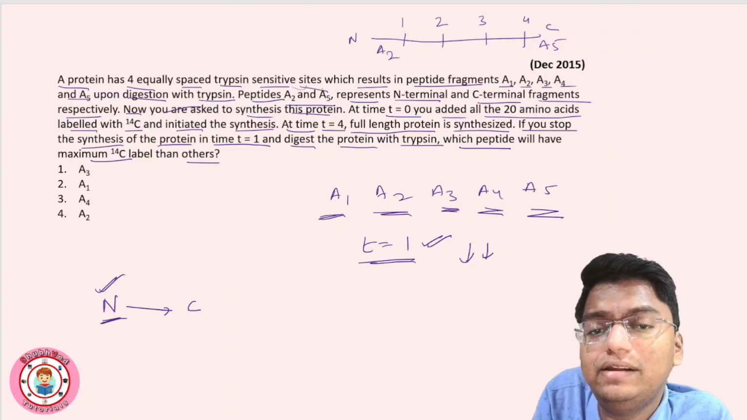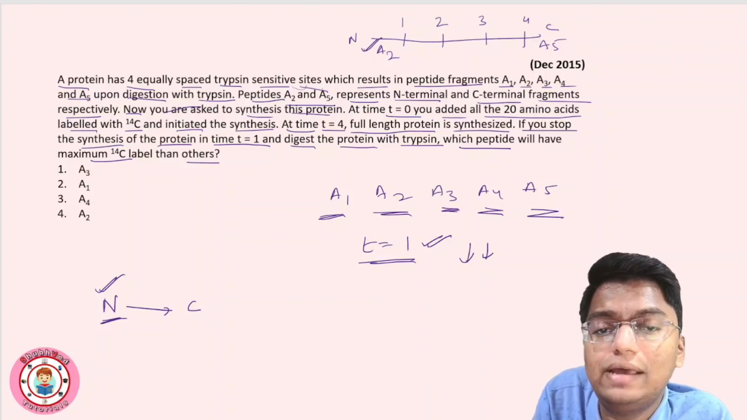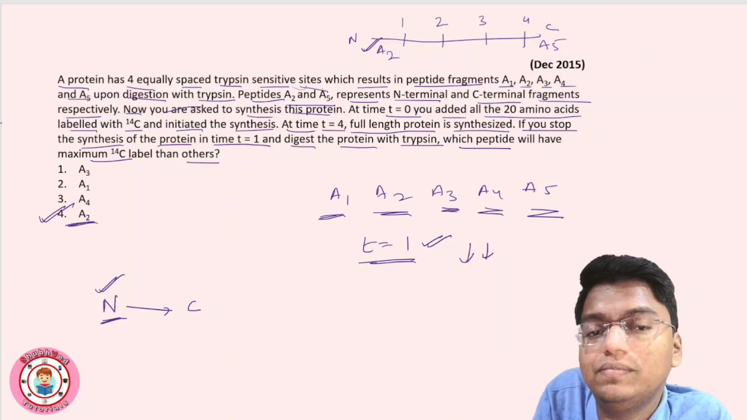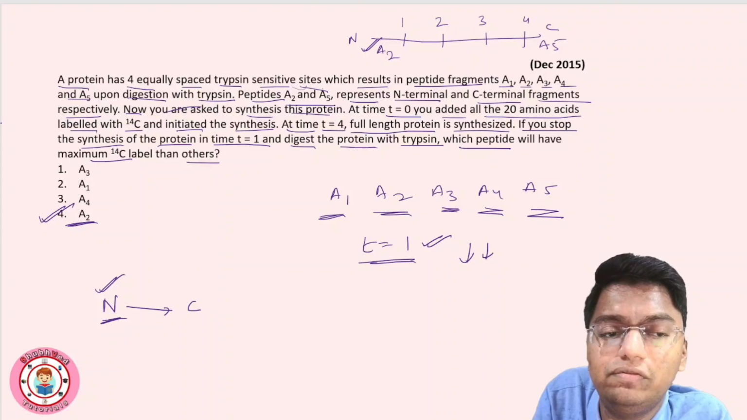तो N terminus side पर ही हमें labeling मिलेगी. तो what is N terminus? A2 as given in the question, right? So इसका option होगा option 4, A2. Got it? This is how you can solve the question.